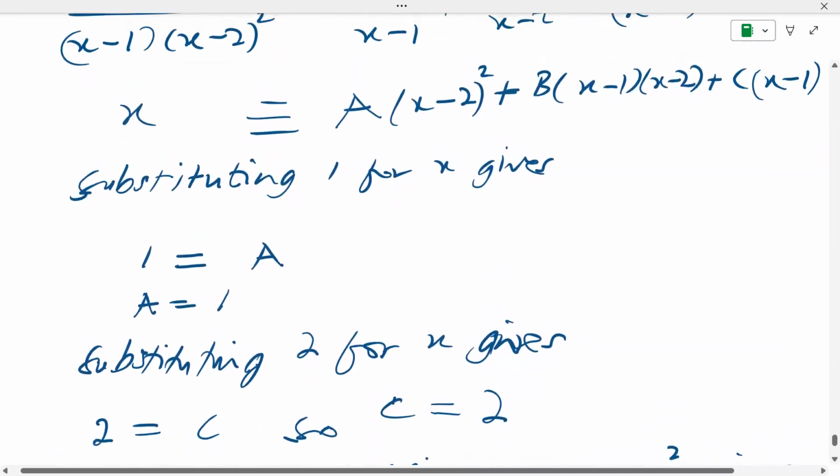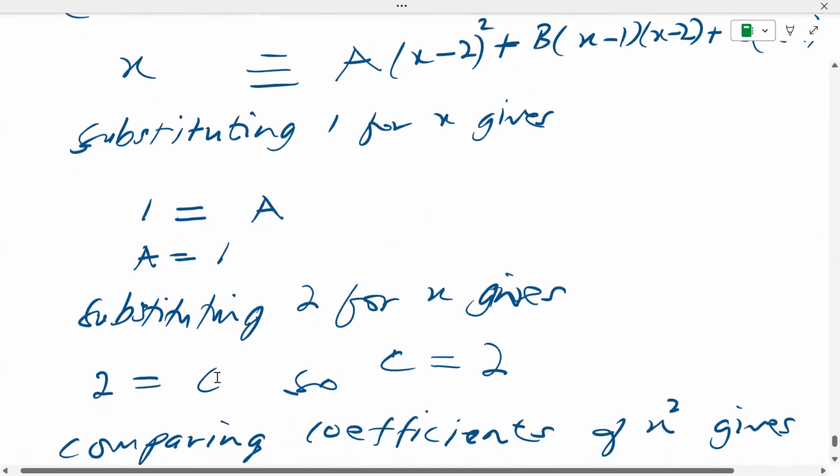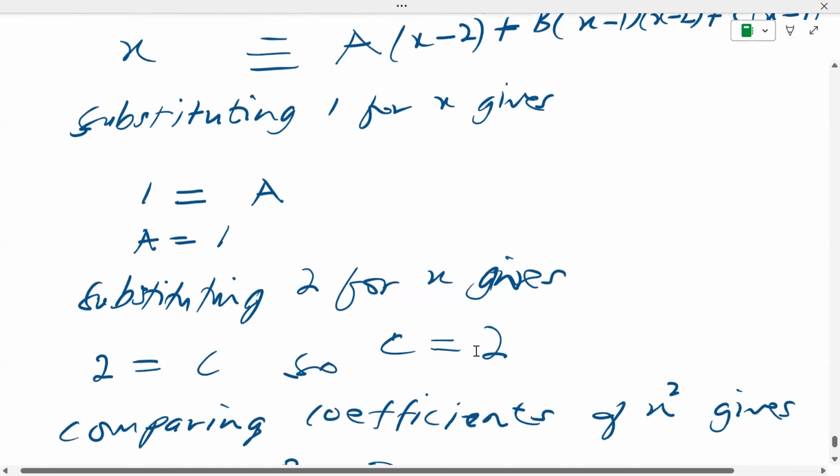Fantastic. Now, we want to substitute 2 for x. When we do that, it means that this will go to 0, that will go to 0, and then we shall get our c. So that is why we got 2 being equal to c, so our c is equal to 2. Because when 2 is here, this goes to 0. When 2 is there, that goes to 0. And then when 2 is here, we get 2 minus 1, which is 1, and 2 also is there. So that's why we have our c equal to 2.